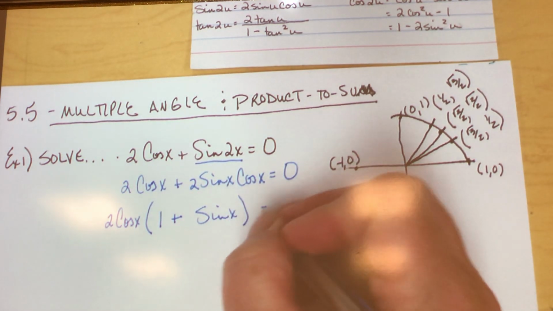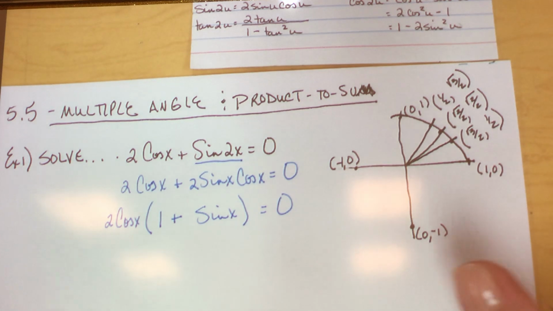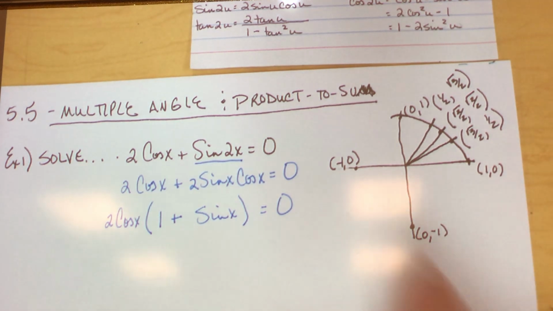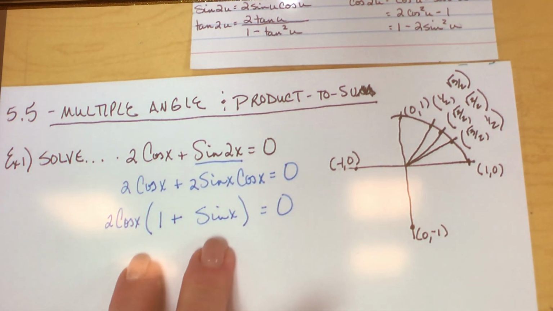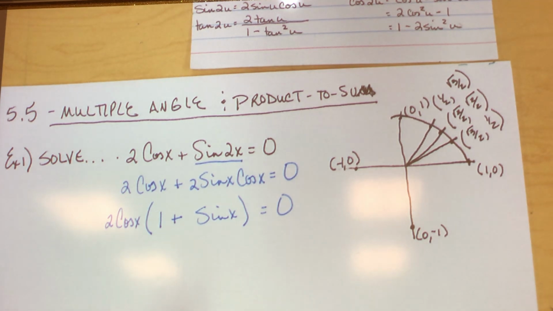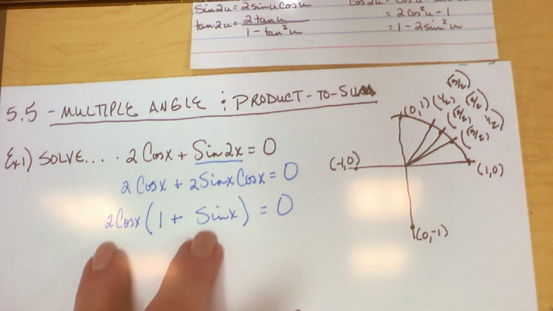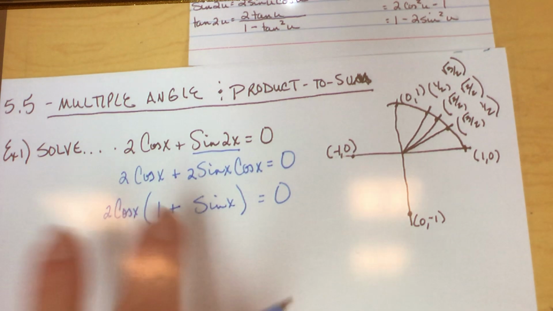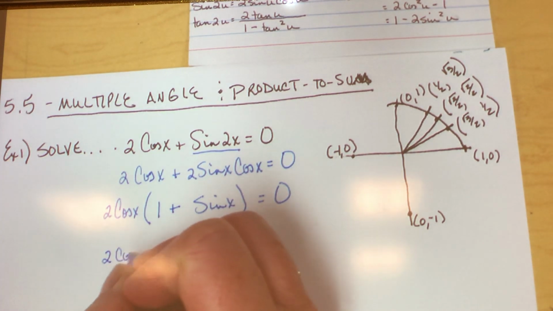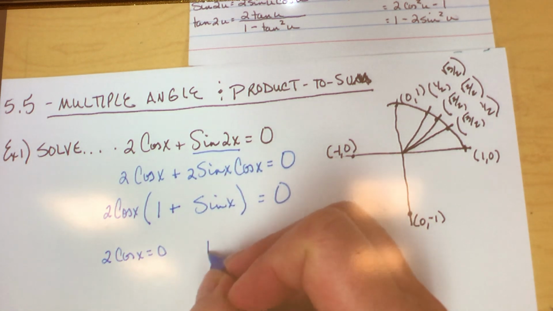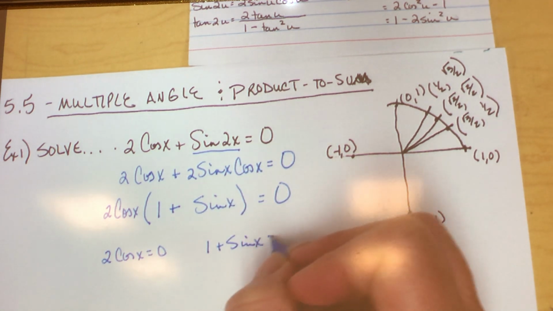Now, remember this, okay? Let me make this clear to you. Factoring is only useful when your equation is set equal to what? 0. So don't be trying to factor something until you've set it equal to 0. Once it is set equal to 0, then when you factor, what do I do with each one of these factors? Set it equal to 0, and then we're going to solve it out. So I'll have 2 cosine x equals 0, and 1 plus sine x equals 0.